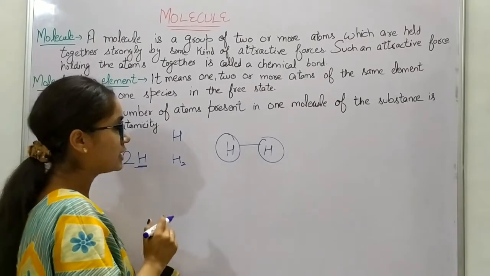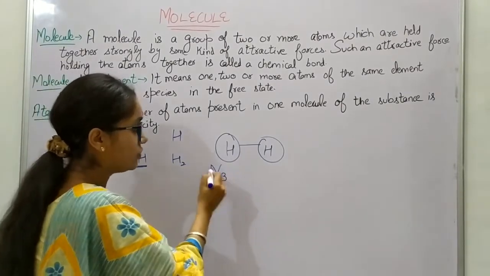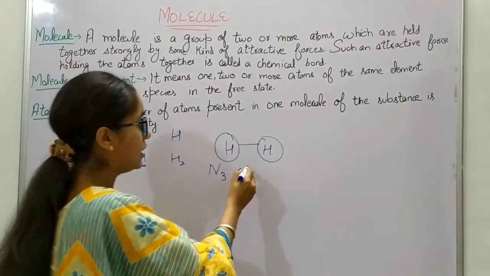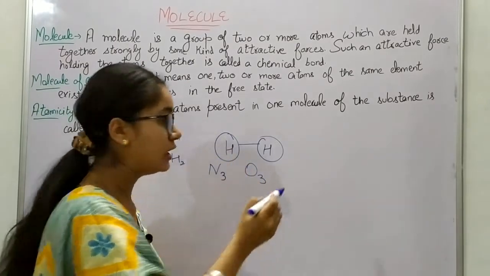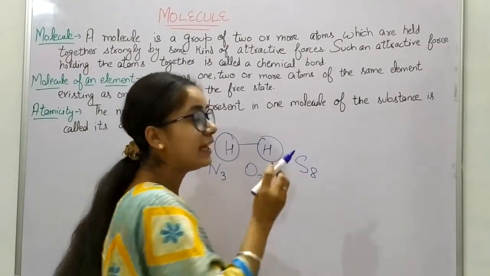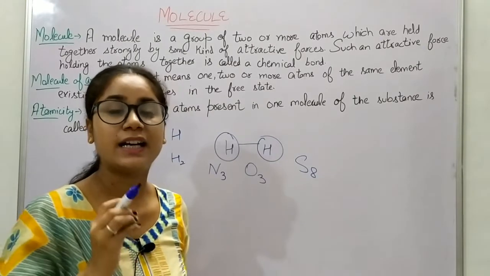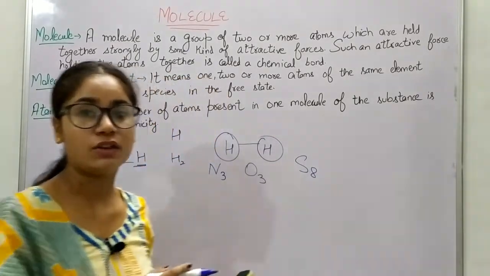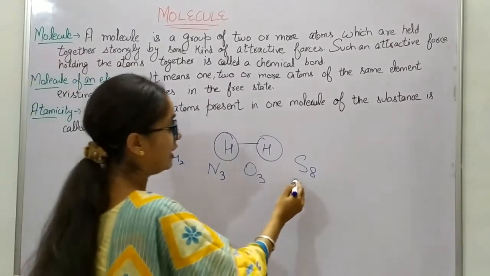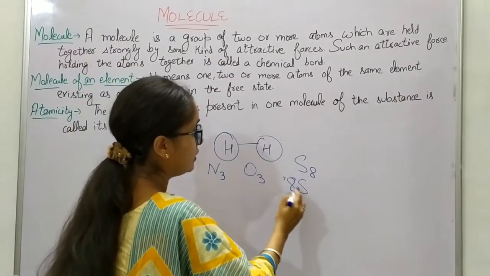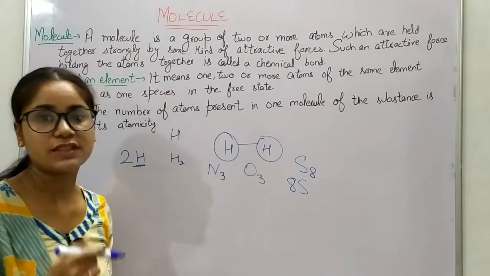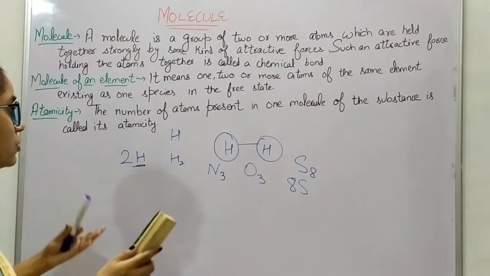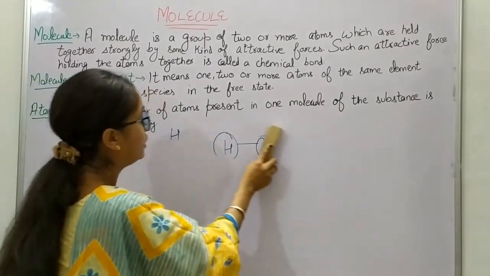Similarly, you could say N3. N3 is a molecule. O3, ozone, is a molecule. S8, in which 8 atoms of sulfur are held together in a form of group, make a molecule of sulfur. Okay, if there are 8 S, so it means there are 8 atoms of sulfur. Okay, so these are the various examples of molecule.